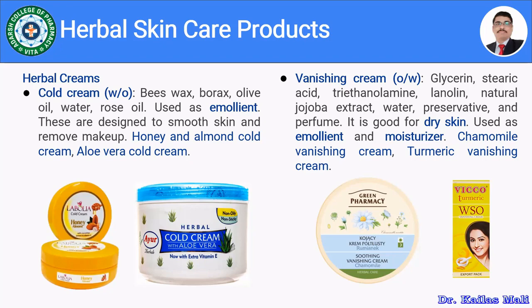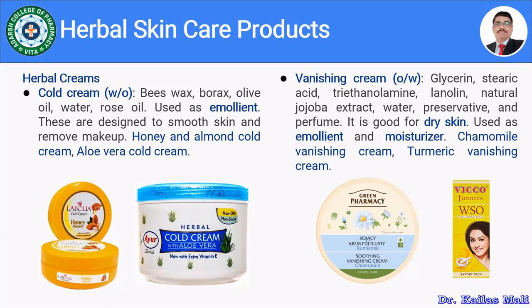Examples of herbal cold cream are honey and almond cold cream, and the second example is aloe vera cold cream, right? Aloe vera has certain skin benefits. Honey as well as almond oil also have certain skin benefits. So it is possible to prepare herbal cold cream with the help of honey, almond, and aloe vera. There are so many other herbal preparations available, or marketed preparations prepared with herbal material. The second type of cream is known as the vanishing cream.